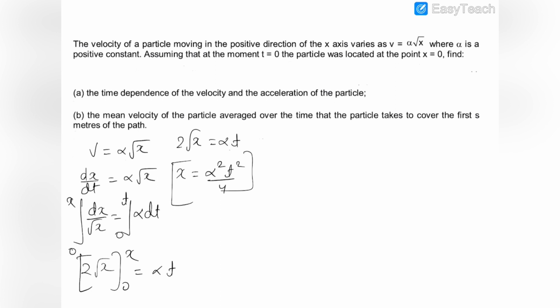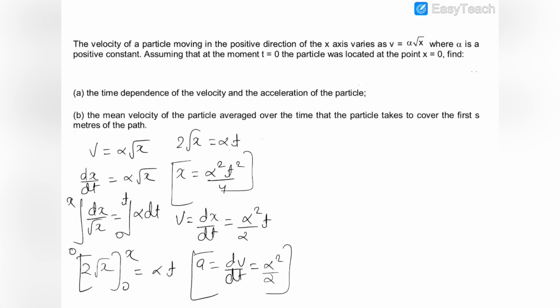Now we have to find out the velocity. So v will be equal to dx by dt. So it would be alpha square by 2 t. Okay, so this is the velocity, and acceleration A will be equal to dv by dt. So dv by dt is alpha square by 2. So acceleration is constant and it is independent of time.